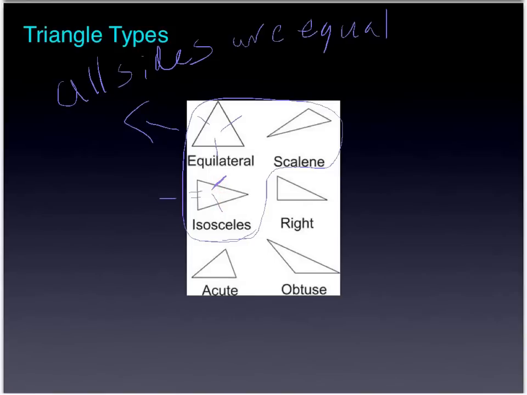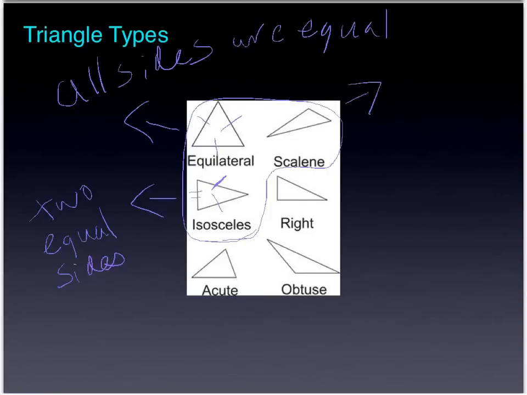So an isosceles triangle has 2 equal sides, okay, only 2. Equilateral has 3, isosceles has 2.